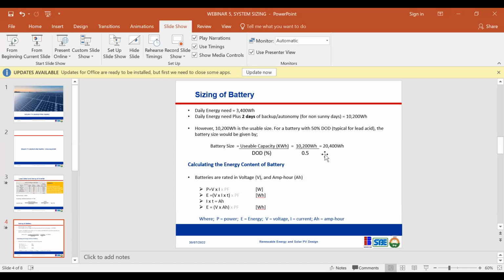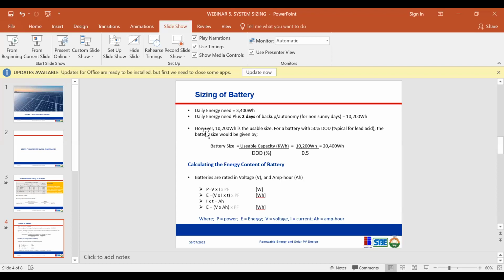So for this design, we are considering 2 days of backup or autonomy. So if there is no sun for 2 days, we want to make sure that we have adequate storage that can sustain the load for those 2 days. So what we can do is multiply: these 2 days plus the initial 1 day, that will be 3 days, right? So we multiply this number by 3. That is how you get your total battery capacity.